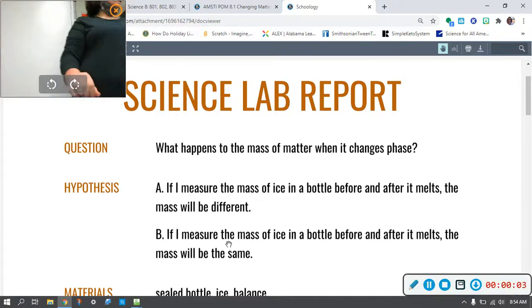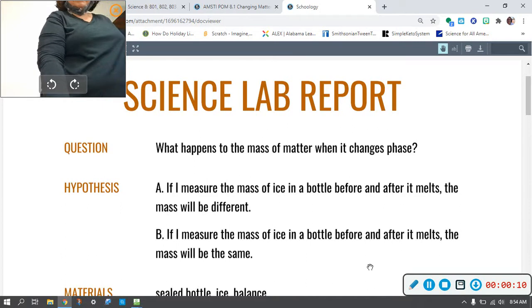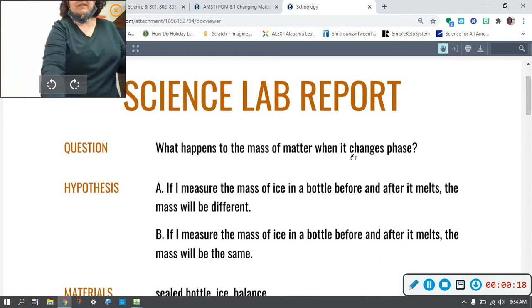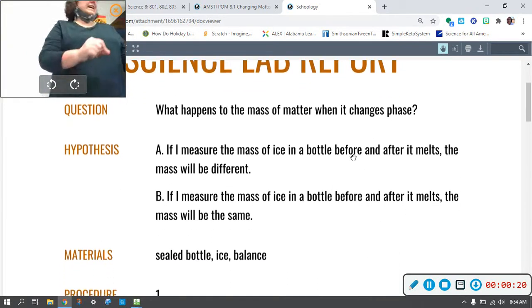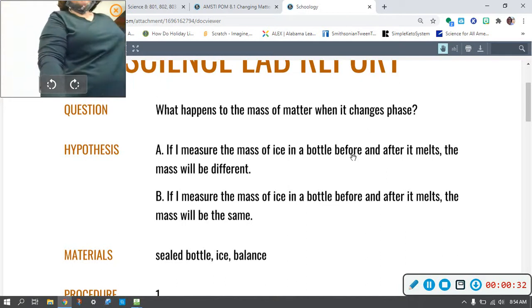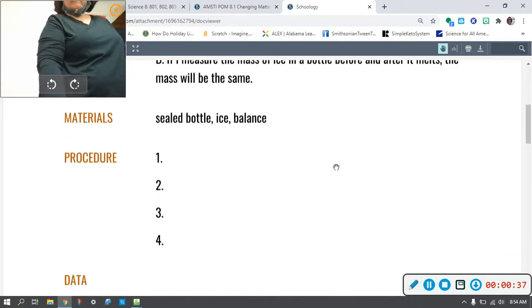Today we are doing Lab 8.1. We are investigating what happens to the mass of matter when it changes phase. On your hypothesis, I want you to choose one, either A or B. A says if I measure the mass of ice in a bottle before and after it melts, then the mass will be different. B says if I measure the mass of ice in a bottle before and after it melts, the mass will be the same. So I want you to choose one.